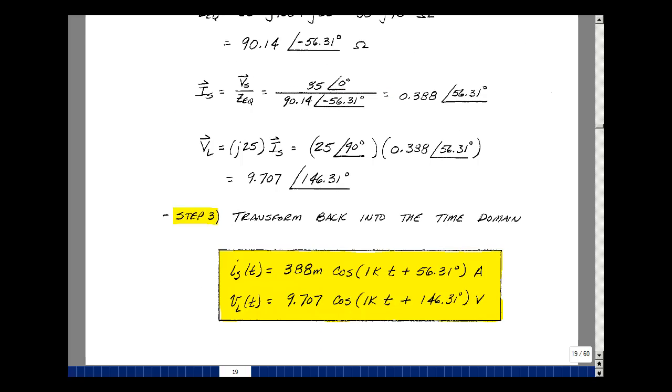The last step in our algorithm is to transform back into the time domain. We found that I sub s was equal to 0.388 at angle 56.31. So that'd be 388 milliamps at an angle of 56.31. All we're going to do is put the cosine of omega t between the two, and the units would be amperes. For the voltage, we had 9.707 at angle 146.31. I'll put the cosine of omega t between the two, units are volts. It's just that simple. Take a look at another example.